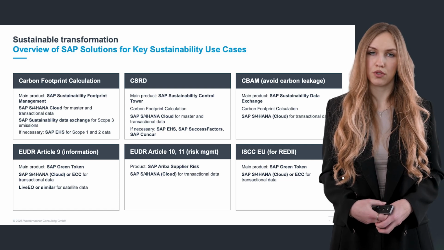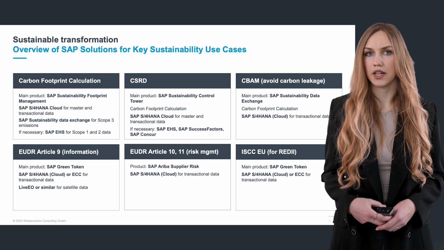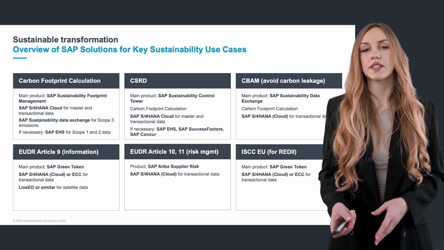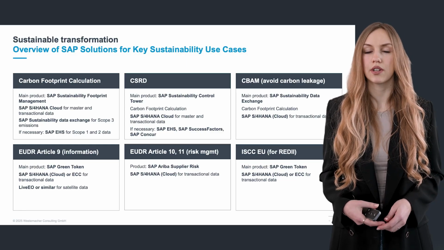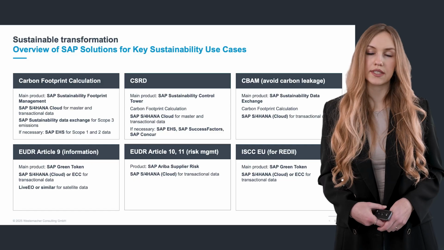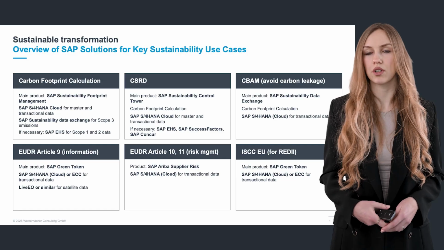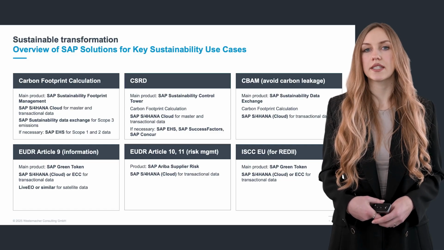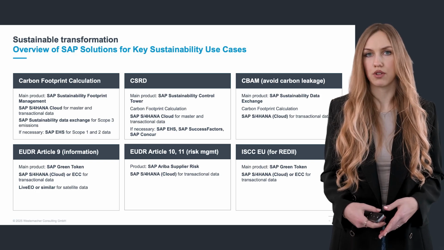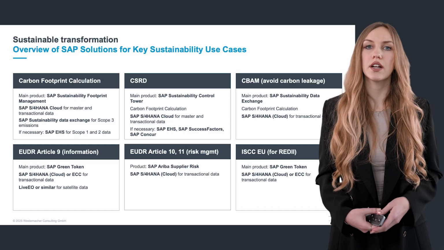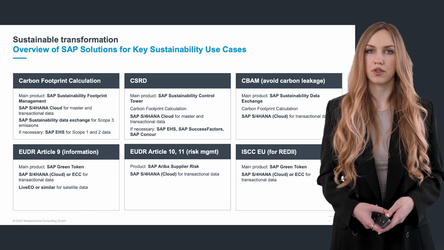And then we have the EU deforestation regulation, which is really to avoid deforestation along the supply chain of specific products. And this can be divided into two parts. One information part, Article 9, what we can see here on the left side. The main product for this is SAP Green Token. And then you also need data from an S/4HANA Cloud system or ECC for some transactional data. And then you also need a solution to collect satellite data to get really pictures of the forests along your supply chain. And Westernacher has a cooperation with LiveEO for this, but you can also use similar tools for this.